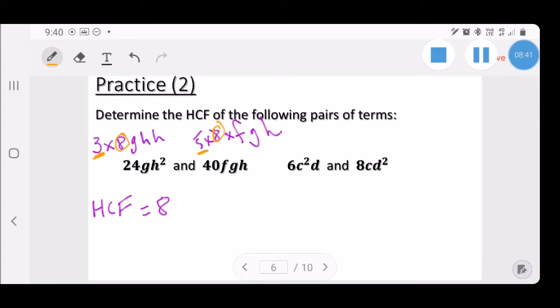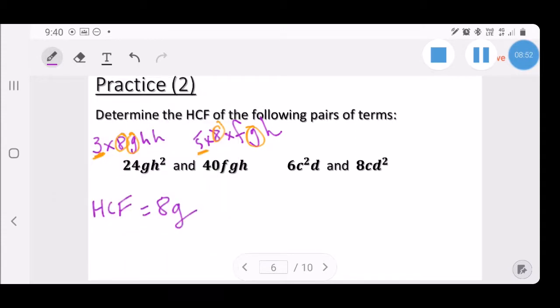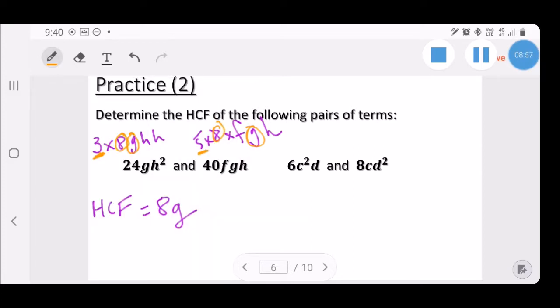Now let's look at the pronumerals, the variables. I have a g to the power of 1, g to the power of 1, okay, which means a g belongs in my highest common factor. What else do we have? I have an f here, but I don't have an f in the left term, so there is no f as part of the highest common factor. And I have an h here, and another h here. So h is part of the highest common factor.